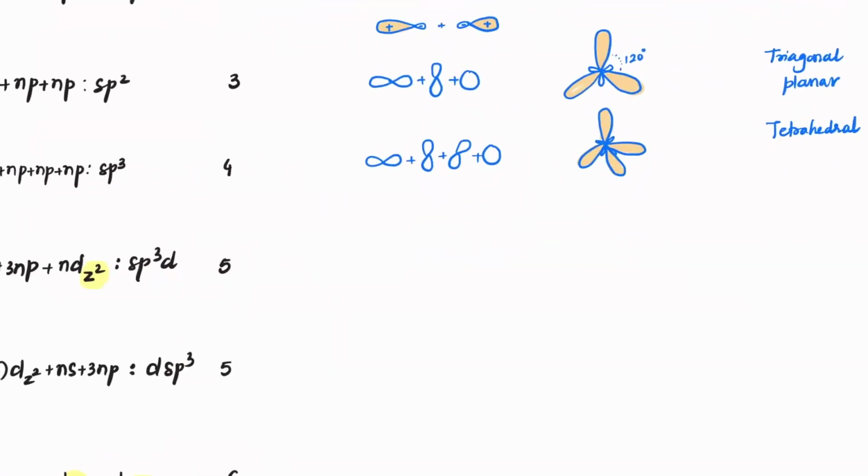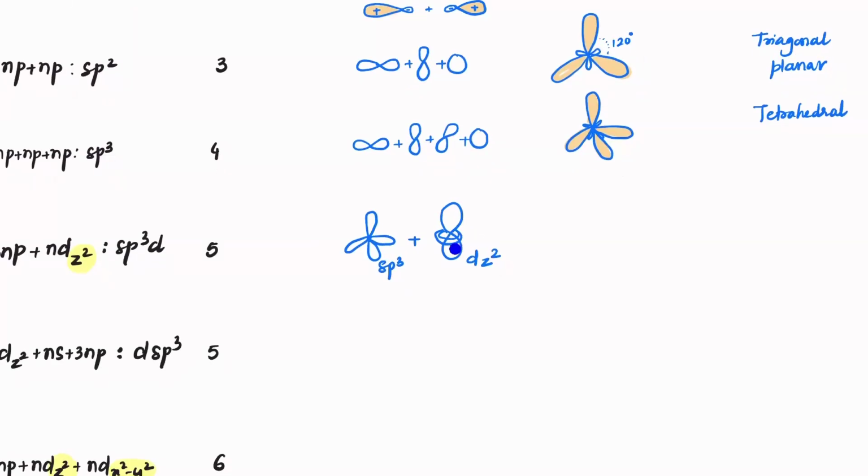Next, in case of 5, where sp3 and one d orbital are added. So I'm directly writing this one. Imagine sp3 orbitals like this, and I'm mixing them with another d orbital. You know which d orbital I'll be mixing? I'll be mixing the dz square orbital. So sp3 is mixed with dz square.